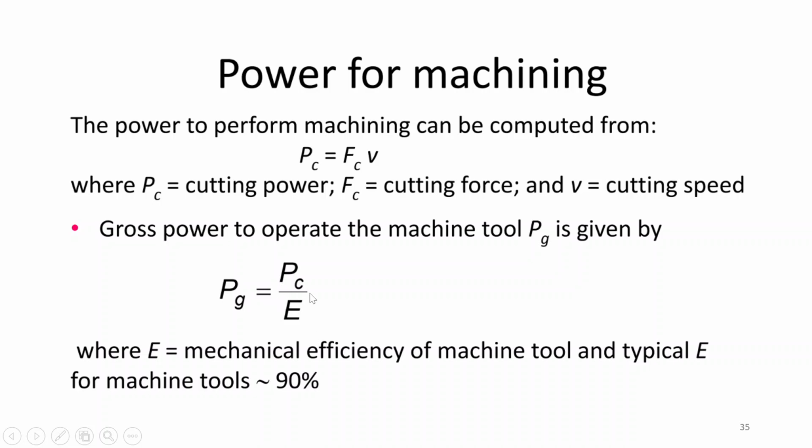So when you divide this Pc by 0.9, you will get a value which is greater than Pc. Because of the poor efficiency, the power required will be higher than the power required for the cutting.